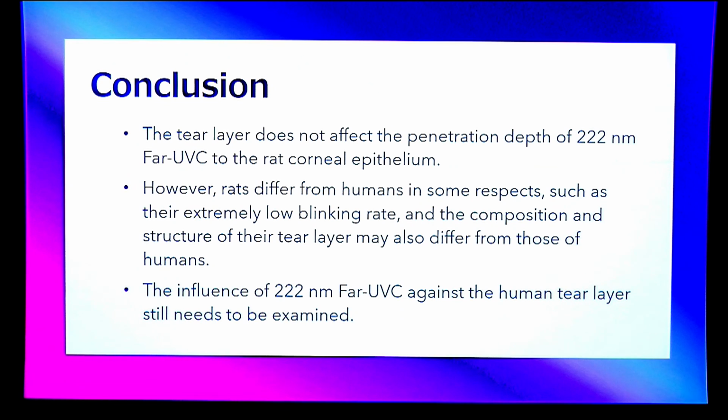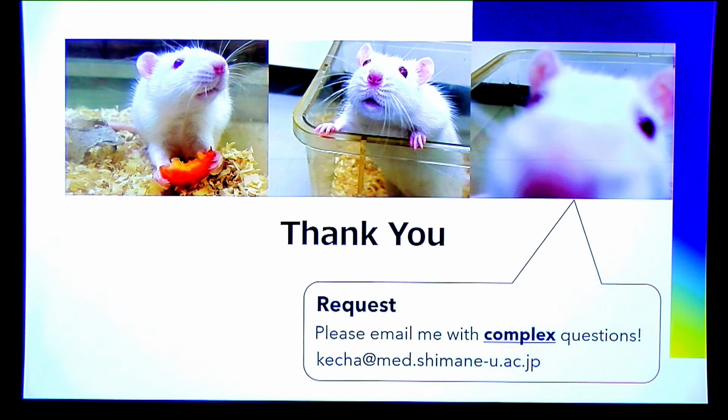The conclusions. The tear layer does not affect the penetration depth of 222 nanometer Far-UVC in the rat cornea experiment. However, rats differ from humans in some aspects, such as their extremely low blinking rate, and the composition and structure of the tear layer may also differ from those of humans. So, the influence of 222 nanometer Far-UVC on the human tear layer still needs to be examined. Thank you.